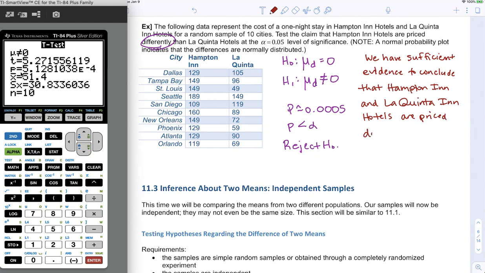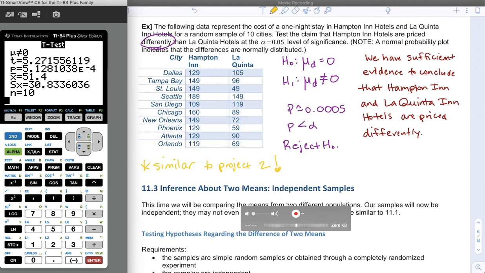And I also wanted to let you know that this problem is very similar to how you'll be doing project 2. So I'm going to put a note here. You will be doing price comparisons for your second project. So it's going to be a similar structure as this. So you might want to use this as a guide to help you when you are setting up your project 2.